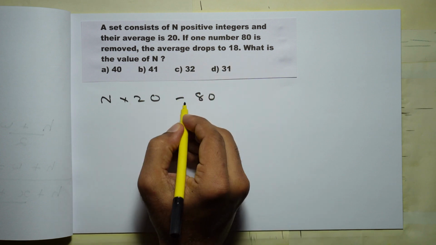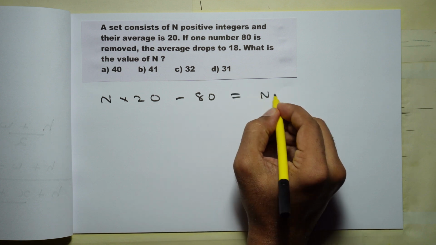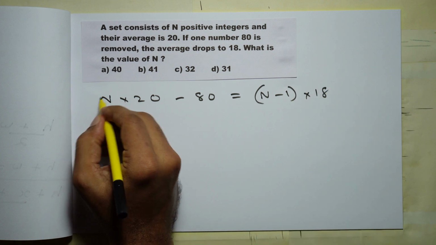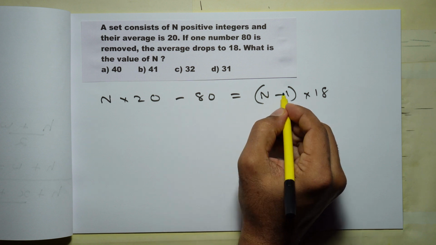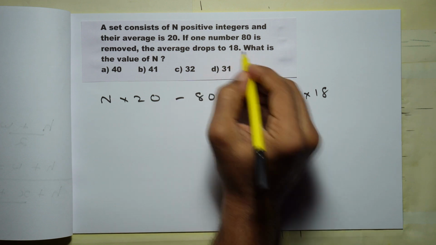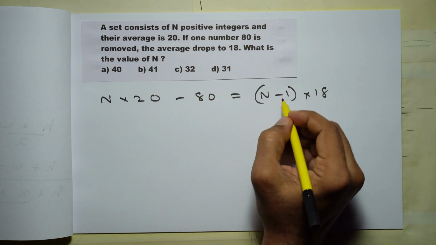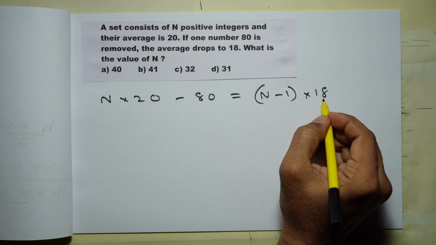So this is the total sum after removing 80, and this total sum can now be represented as n minus 1 into 18. Originally there were n numbers. Now one number 80 has been removed, so one number less. Now there are only n minus 1 numbers and their average is 18. So after removing the number 80, their total sum is n minus 1 numbers into their average 18.